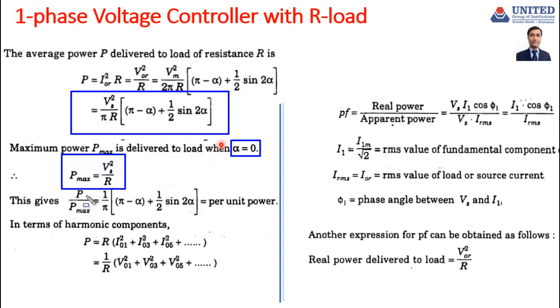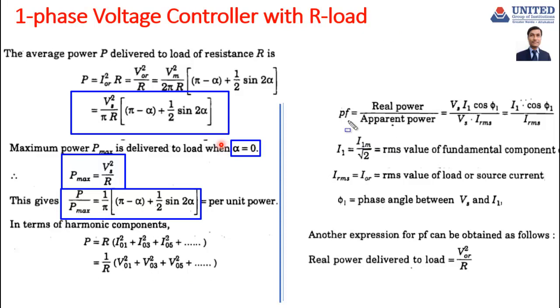When we divide average power by maximum power, we get the per unit power, which is given by this relation. In terms of harmonic components, power will be equal to R times the fundamental component of current Io1 squared plus the third harmonic component Io3 squared plus the fifth harmonic component Io5 squared, and so on, meaning odd harmonics. So P is equal to 1 upon R times Vo1 squared plus Vo3 squared plus Vo5 squared and so on, in terms of voltage.